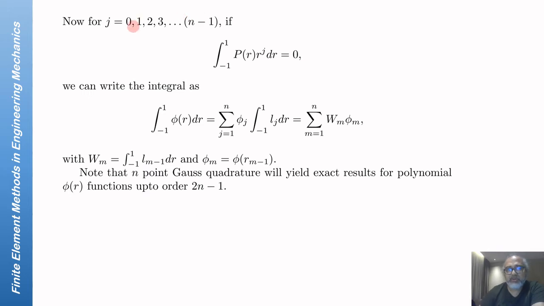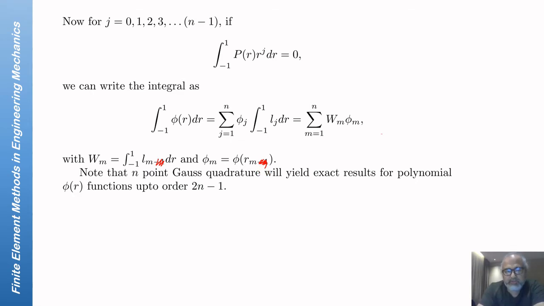We try to impose, for j equal to 0 to n minus 1, that the integral of pr times r to the power j dr is equal to 0 for all these j's, and then we can write this integral as a summation of the values of the function at rj times the weights. And what you can immediately see from here is that this is not correct. This is correct. Okay, I'll correct it in the notes.